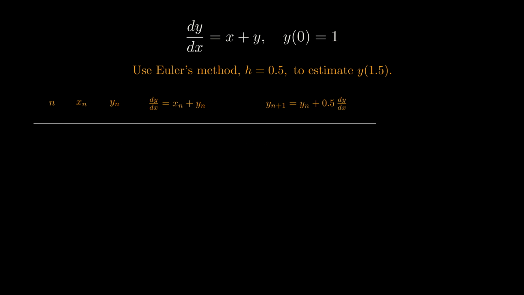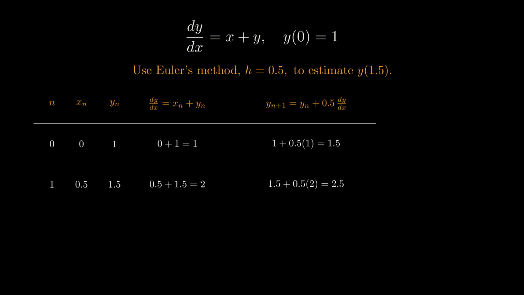Row 0, at x equals 0. Y is 1, so the slope is 1. Add 0.5 times 1, and y becomes 1.5 at x equals 0.5. Row 1, carry 1.5 down. Now the slope is 0.5 plus 1.5, which is 2. Add 0.5 times 2, giving 2.5.